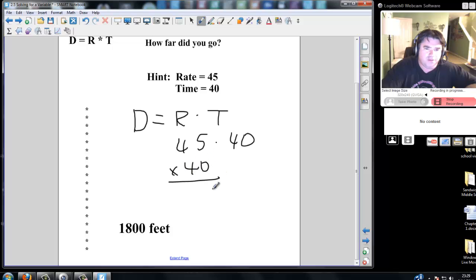You'll notice here that 0 goes here. 4 times 5 is 20, excuse me. Carry the 2. 4 times 4 is 16, plus 2 is 18. And notice that makes your 1,800.